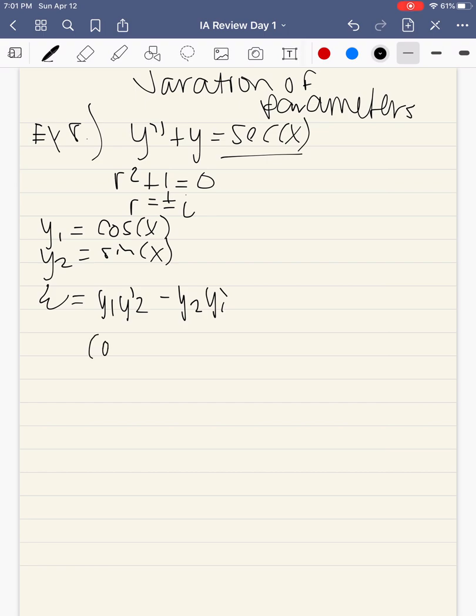So this is going to be cosine times the derivative of sine, which is just cosine, minus y2, so sine, times the derivative of y1, so negative sine. So we know that this is just going to be equal to cosine squared plus, since this is a negative times a negative, plus sine squared, which is just going to be 1, so our Wronskian is 1. That is a happy day when that happens.